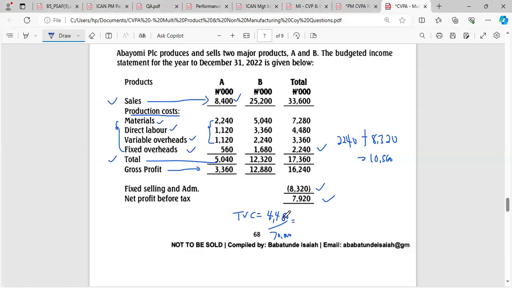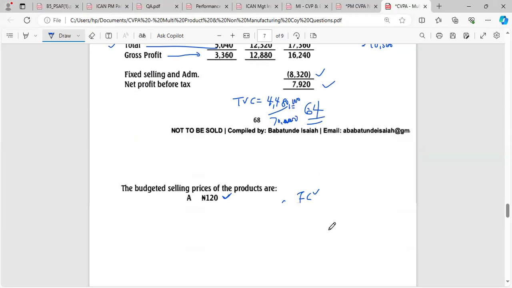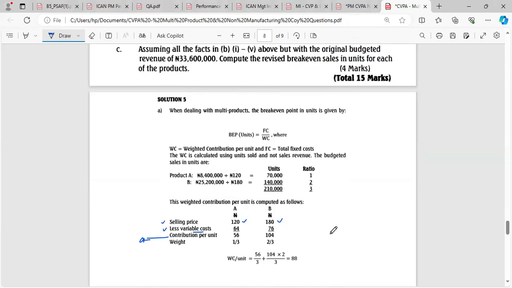So let's put 70,000 here. But you're going to do 4480 divided by 70 because there's supposed to be 30 here. So you can either put it in full. 4480 divided by 70. That will give us 64. Even if you do 4,480,000 divided by 70,000, you get 64. So 64 is our variable cost per unit. Let's go and confirm. I hope you are getting it.